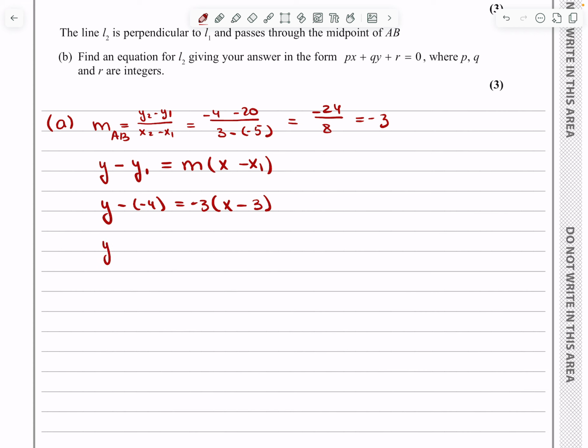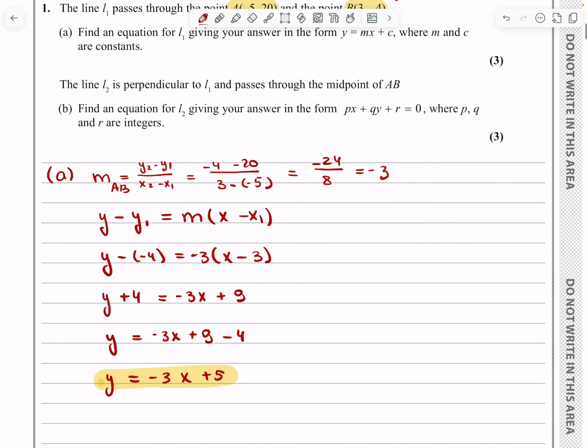Let me just write this step also: y plus 4 equals -3x plus 9. So y equals -3x plus 9 minus 4, which gives y equals -3x plus 5. That's the equation of the line, so part A is completed.